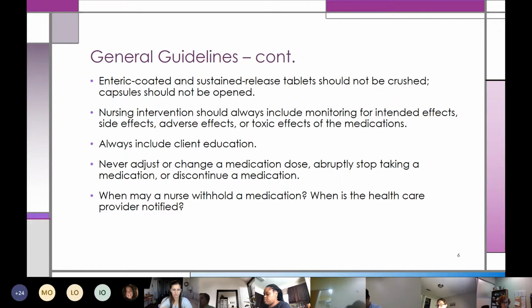When do you withhold a medication? Somebody give me an example of when you might withhold a medication.